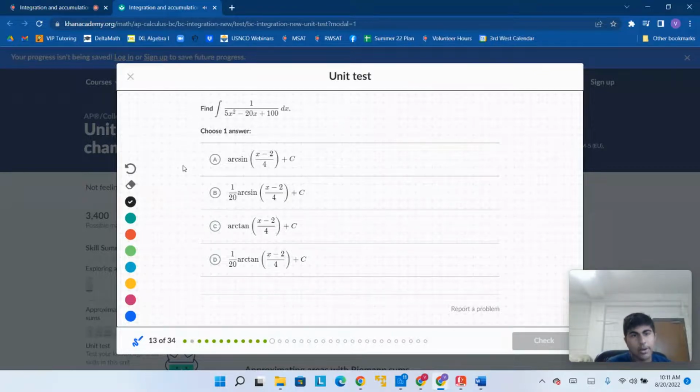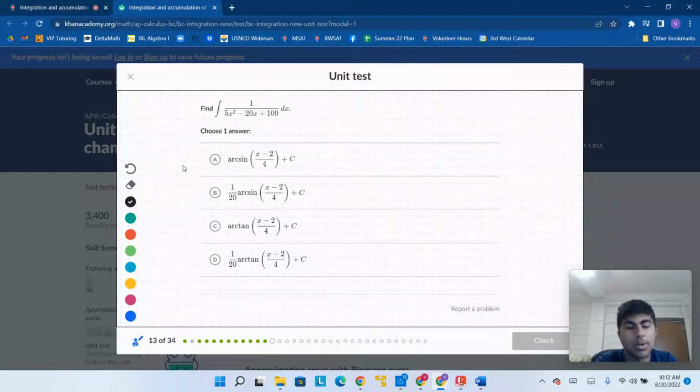Okay. Now we're trying to find the integral of 1 over 5x squared minus 20x plus 100. So this looks really scary, but we need to start thinking about this, start breaking it down. Let's see how we can make it easier. Let's think about how we could go across doing this kind of question.